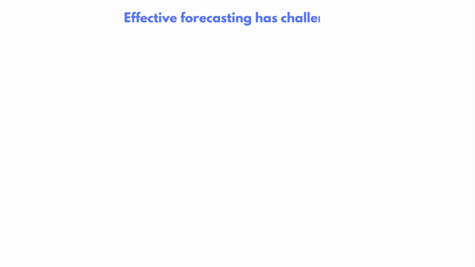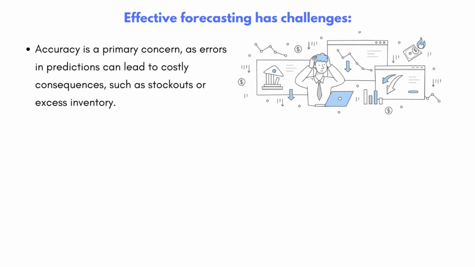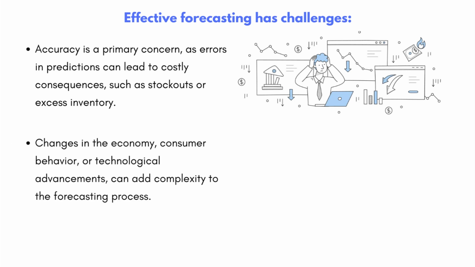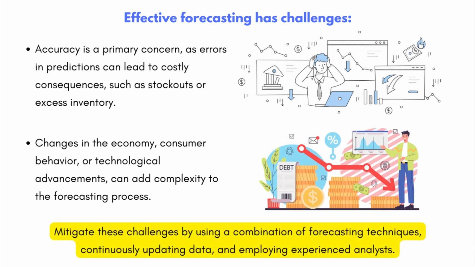Forecasting is not without its challenges. Accuracy is a primary concern, as errors in predictions can lead to costly consequences, such as stockouts or excess inventory. External factors, such as changes in the economy, consumer behavior, or technological advancements, can add complexity to the forecasting process. However, organizations can mitigate these challenges by using a combination of forecasting techniques, continuously updating data, and employing experienced analysts.